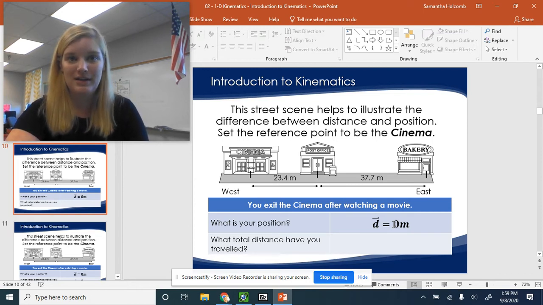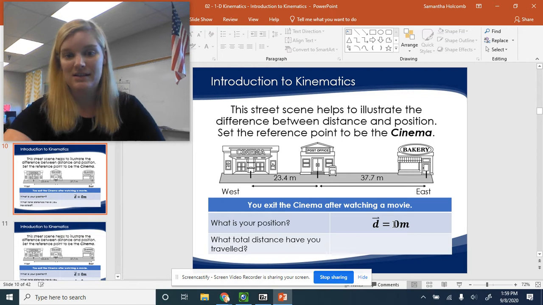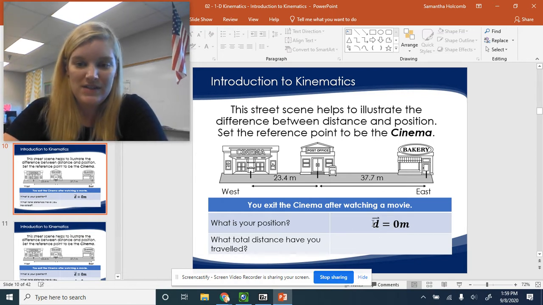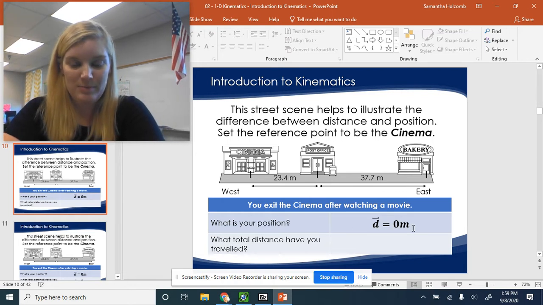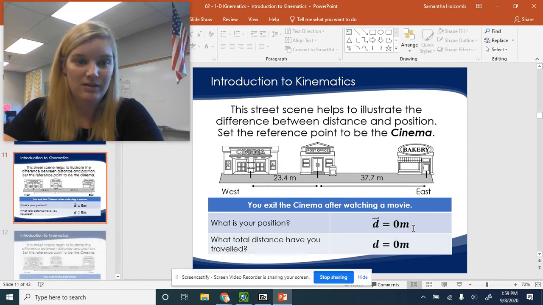I like to say no naked numbers, dress it up, get ready to take it out on a nice date, but do not let it just walk around without making any sense. So we're standing right outside our reference point, so our position is 0. How far have we moved from the reference point? Well, 0.